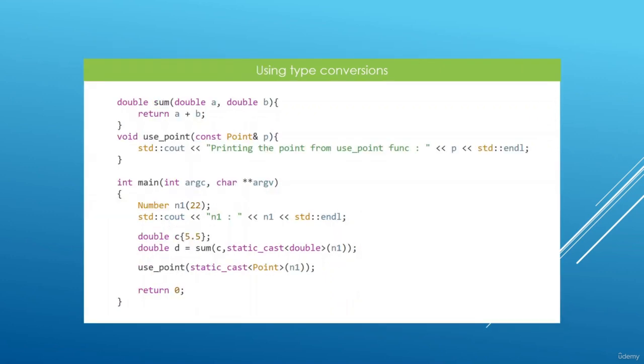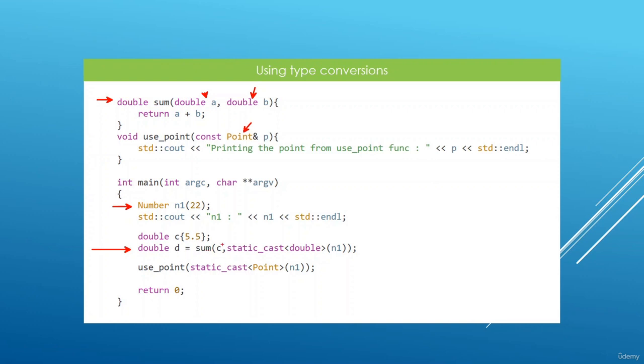Okay, so once you have your type conversion operators done, for example, you can use them here. Here we have a function which is going to take a double as a parameter. We have another function which is going to take a point as a parameter. We can head over to the main function and set up a number and use that in our function here.